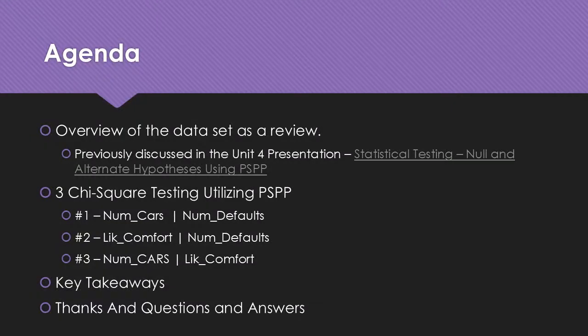For this presentation's agenda, we will be looking at and utilizing a dataset that has been provided to students for GRC 605. This was discussed in a previous video that's linked in the agenda slide. I'll be reviewing the dataset again in the next slide. The main focus of this presentation is to review 3 chi-square tests utilizing different variables and determining what their results signify in terms of being able to reject or not reject the null hypothesis of each test. Then we will conclude this presentation with some key takeaways and a concluding slide to thank you and provide time for questions and answers.